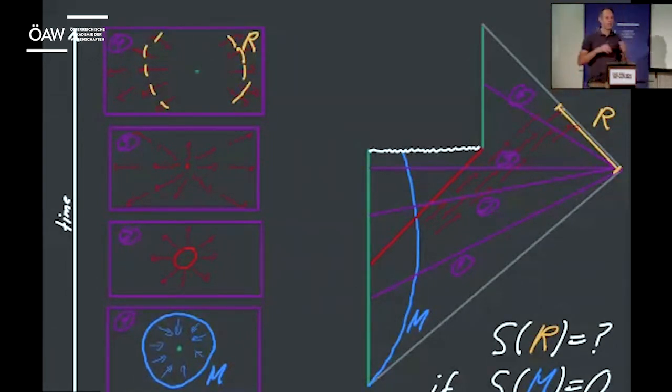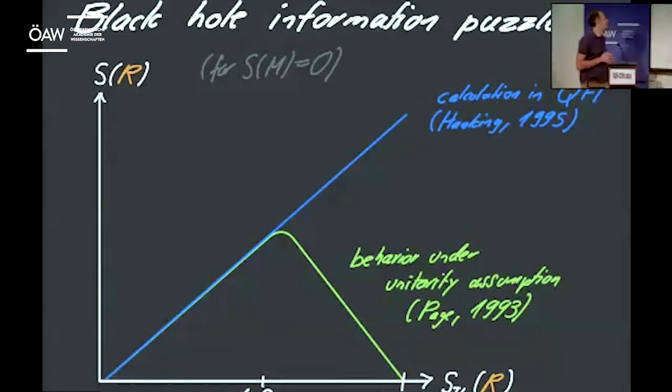That's true for any scattering experiment without gravity, and so if gravity is somehow similar, this should also be the case. So this is a long-standing question: is S_R really 0 or not? And there have been several answers to that. Basically the discrepancy between the different answers is known as the black hole information puzzle.